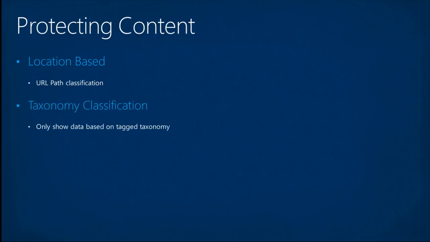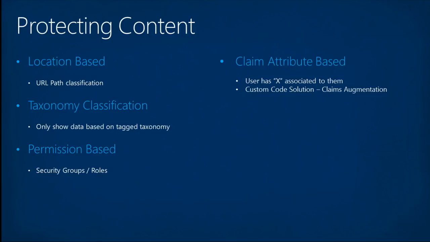We can do taxonomy classification, and I don't mean the same taxonomy that we use in SharePoint, like managed metadata. This is a custom code option, but you can say, if a piece of content is tagged with X, Y, and Z, then only these people can get access to it. And you can control that with custom code. You obviously have permission-based security groups and roles. That's the standard way that we do things. The claim attribute-based: does the user have X attribute? Or we can do claims augmentation.